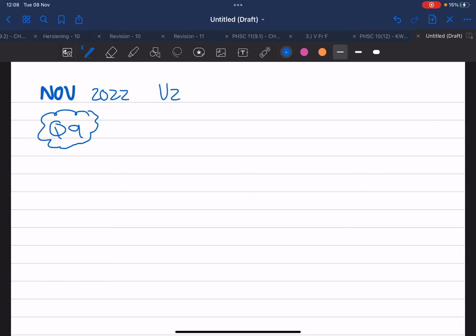Question 9 and question 8. So I'm first going to do a quick revision and then I'm going to speak about question 9 specifically. Question 9 and question 8 will always look sort of similar.